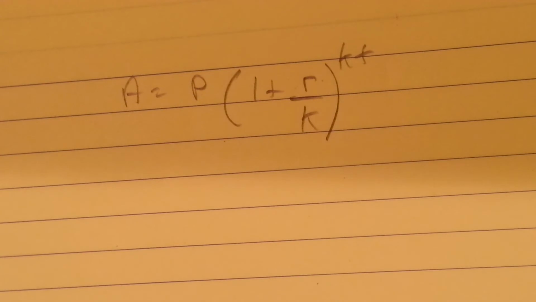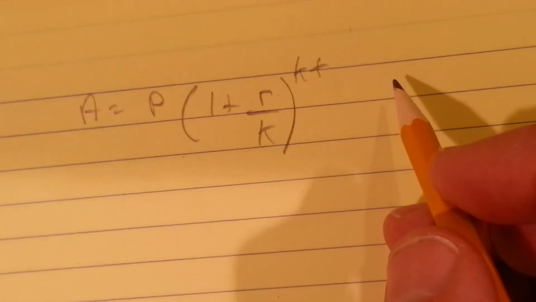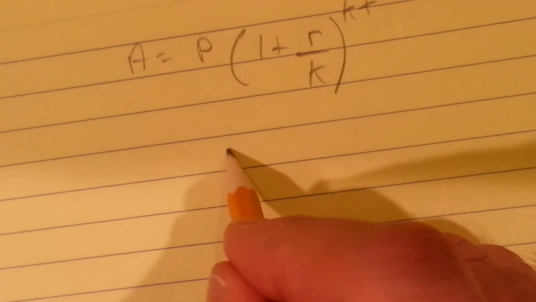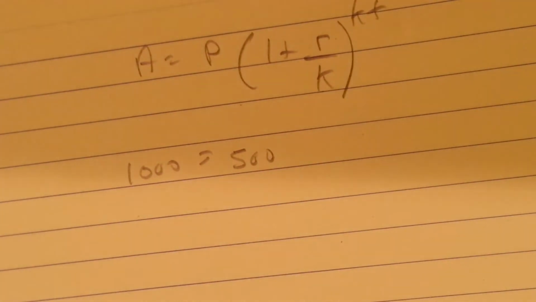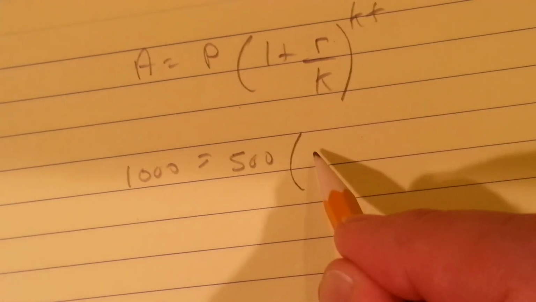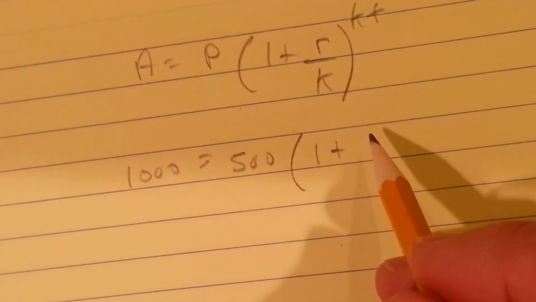Okay. This time, we're going to figure this out. Here we doubled our money, and we're going to go from $500 to $1,000. Okay, and we want to double our money. So, what's our rate have to be?